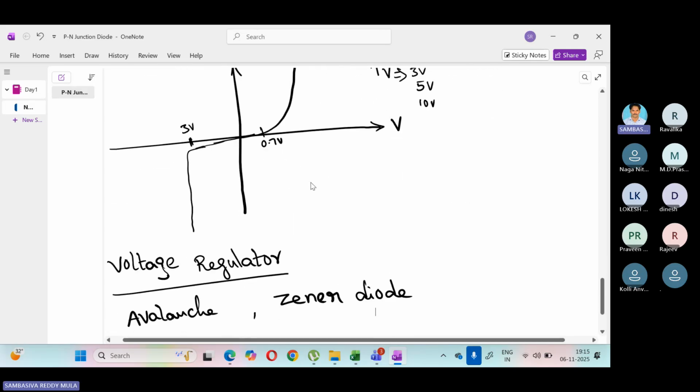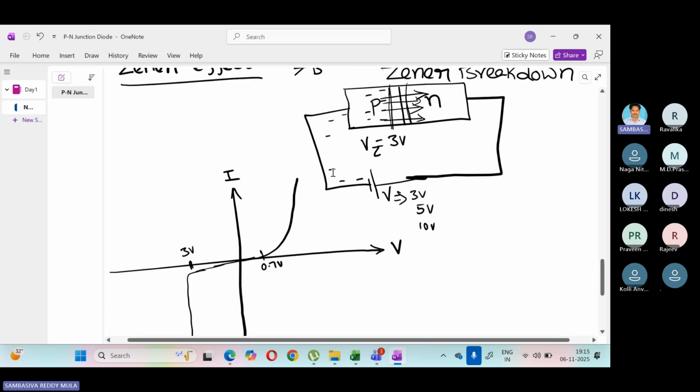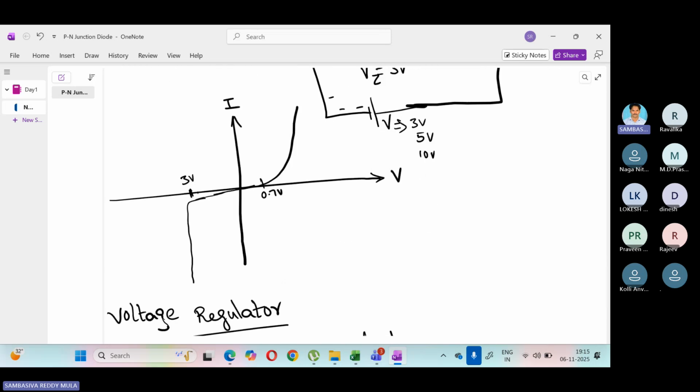Both breakdowns, avalanche and Zener, can occur in the Zener diode. So what is the voltage at which avalanche breakdown will occur? At roughly 5 volts, the avalanche breakdown occurs in the Zener diode. So this is avalanche breakdown. This is Zener breakdown. So both are independent. Both can be breakdown.